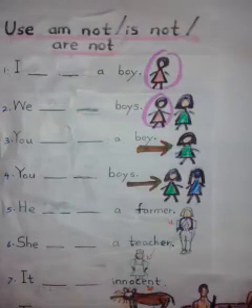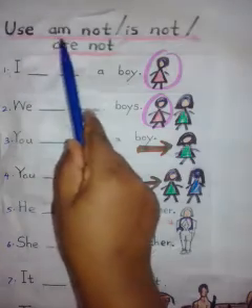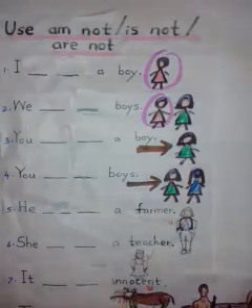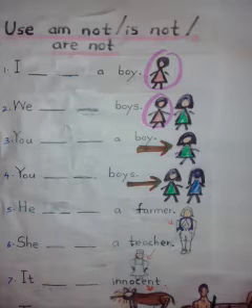Read the instruction. Use am not, is not, are not. That means you are to make negative sentences using the be verbs am, is, and are. Can you start doing the activity, children?